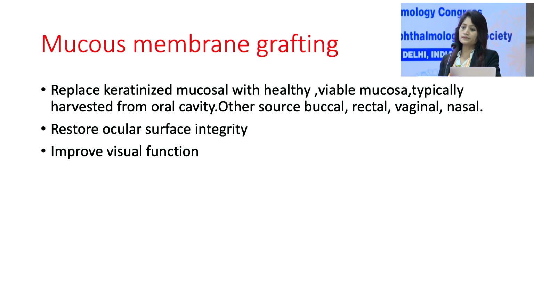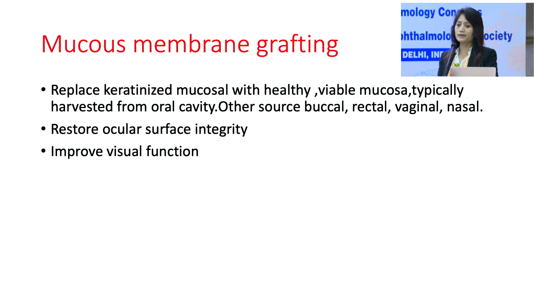So here, mucous membrane grafting is the only procedure by which we can arrest the pathology and cause restoration of the ocular surface microenvironment. Here, we replace the keratinized lid margin along with the adjacent tarsal conjunctiva with a healthy mucosa. Most commonly we harvest from the buccal mucosa because it is easy to access, and secondly we can go for repeated harvesting without much complication. Other sites from which we can take are the rectal, vaginal and also nasal.